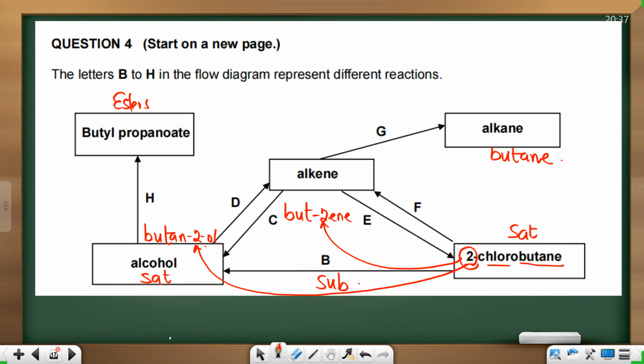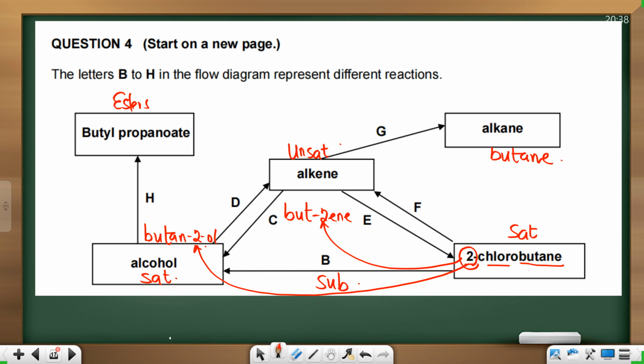Where is C? This is unsaturated, right? To C, unsaturated to saturated. What would you say? We eliminate, right? Elimination. What about D? From saturated, the arrow is going up. Saturated to addition. No. Okay, wait. We made a mistake here.